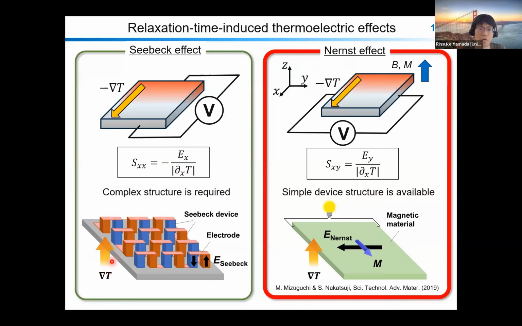If we consider practical use, to use the Seebeck effect, we need to make a complex structure. On the other hand, if we utilize the Nernst effect, because the Nernst voltage is generated perpendicular to the temperature gradient, a much simpler device structure is available. That's why people are now getting interested in this transverse thermoelectric effect called the Nernst effect. But in this talk, I want to utilize this Nernst effect from a different perspective.